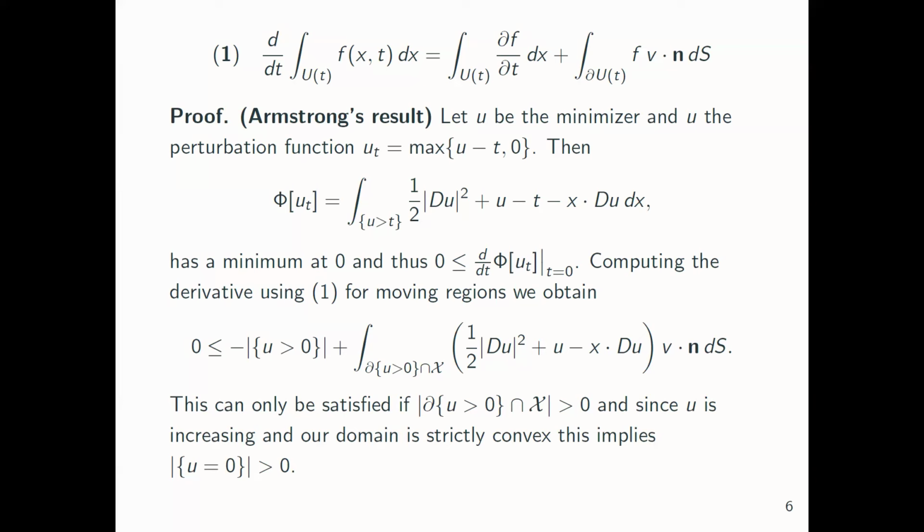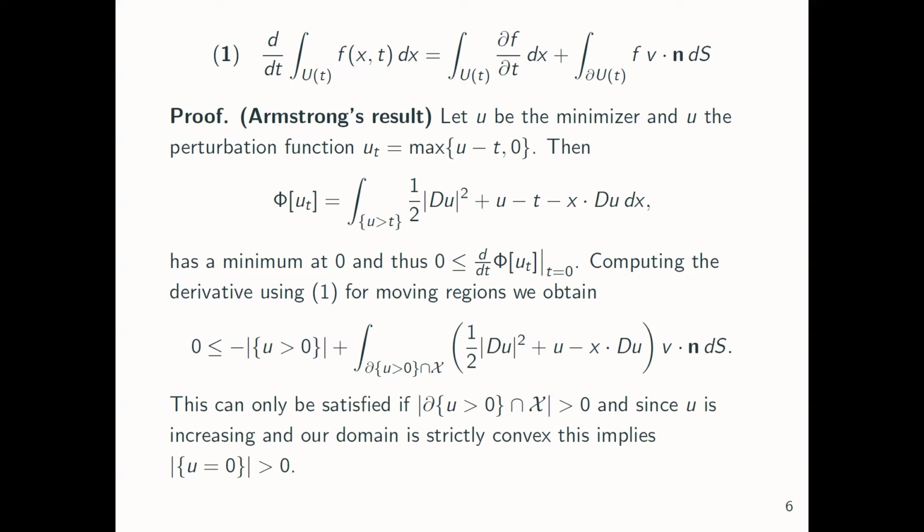Well, we put our u_t back into our functional, and that u_t has the same derivative everywhere it's positive. The only difference is now we've got a u minus t, and our function is 0 wherever u was less than t. So now we integrate over the set u greater than t. So this is the new profit. And what we know is that because our original problem had a minimum at 0, the derivative of that with respect to t at time 0 has to be 0.